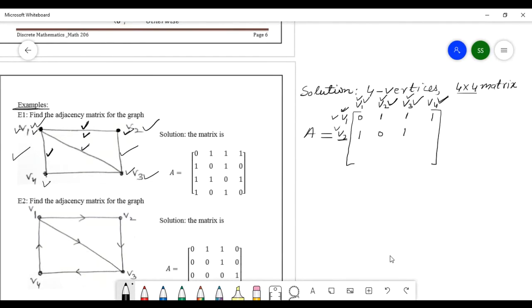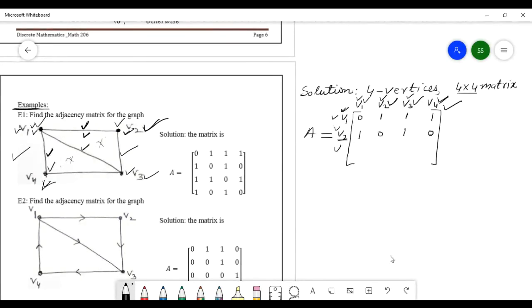Okay. And now again from here V2 and V4. V2, V4. V2 here and V4 here, and between V2 and V4 there is no edge. There is no edge here. So here write 0. See this V2 and V4. Between them does an edge exist? No, it does not. No edge exists between V2 and V4. So here write 0.